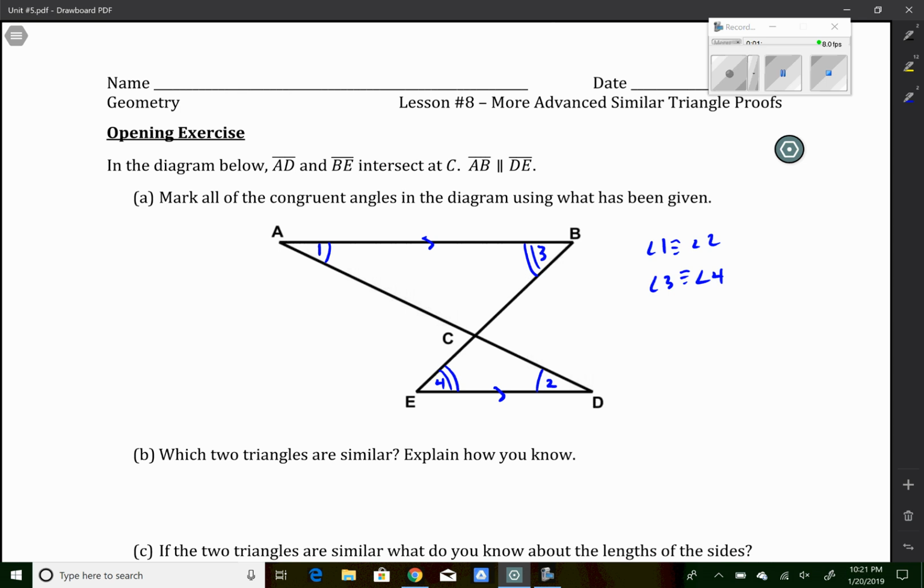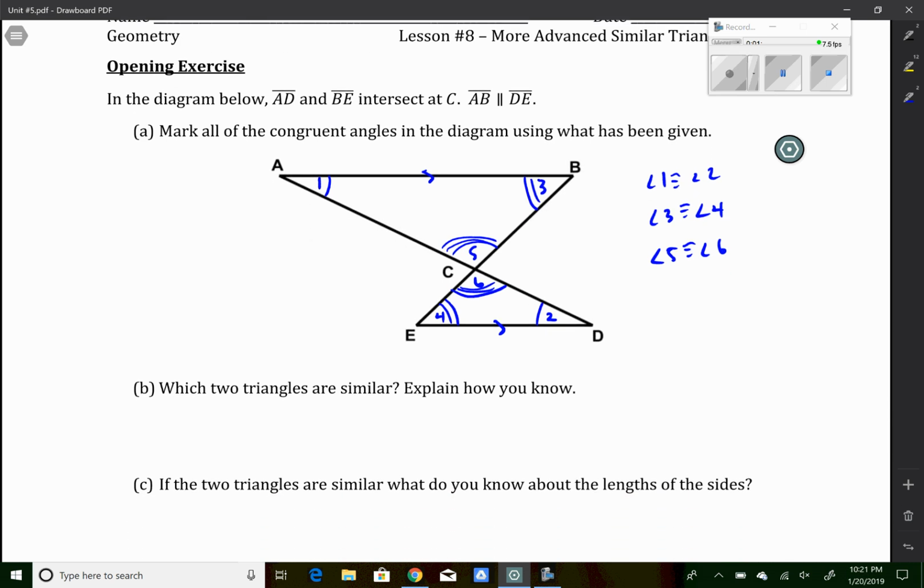I also know that we have vertical angles right here in the middle, which I'll call angle 5 and angle 6. So I could say those are congruent as well, just by a different reason. Now, this is not a proof, so I'm not asking you to write the reasons down. Totally could be, but it's not. So then it says which two triangles are similar.